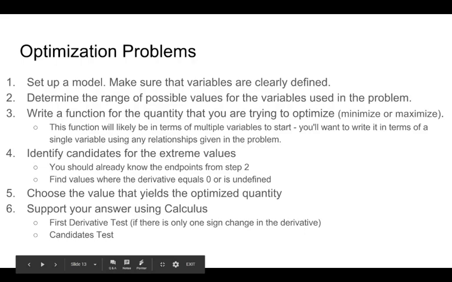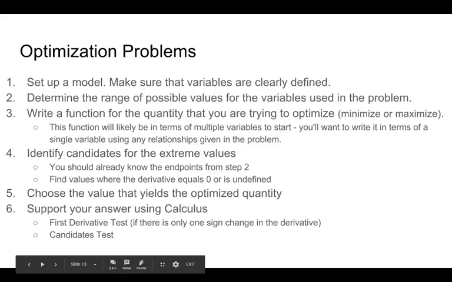Then we identify candidates. So we figure out, okay, what are the endpoints? What are the possible critical points on the interval, where the derivative is 0 or undefined? And then once we have that, we choose the one that optimizes it. We also want to justify why it's a maximum or a minimum. So yesterday we justified it using the first derivative test. That worked because we saw that the cost was always decreasing up to 15 feet, and then it was always increasing after 15 feet. So since there was only one sign change, that works.